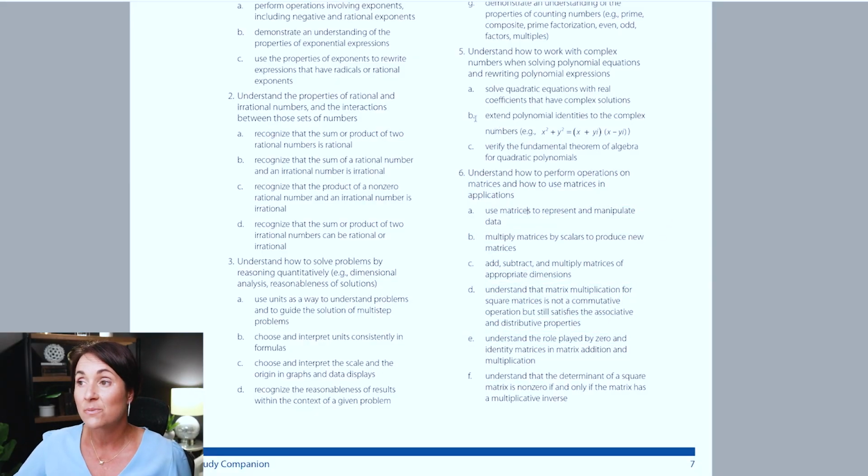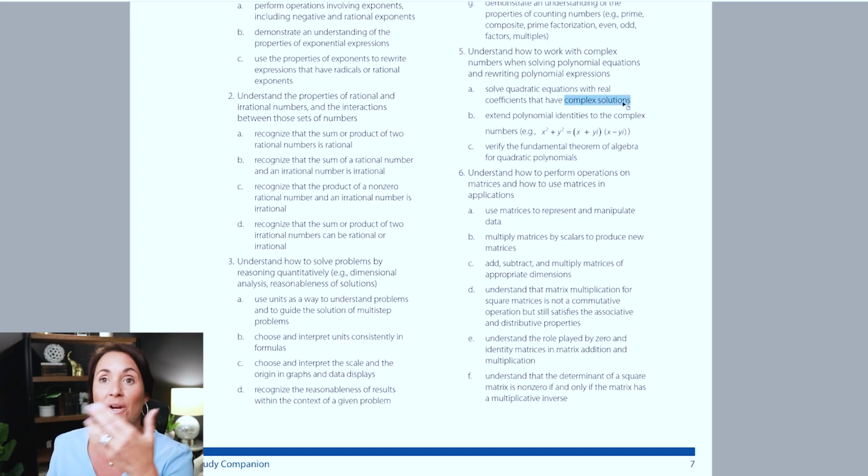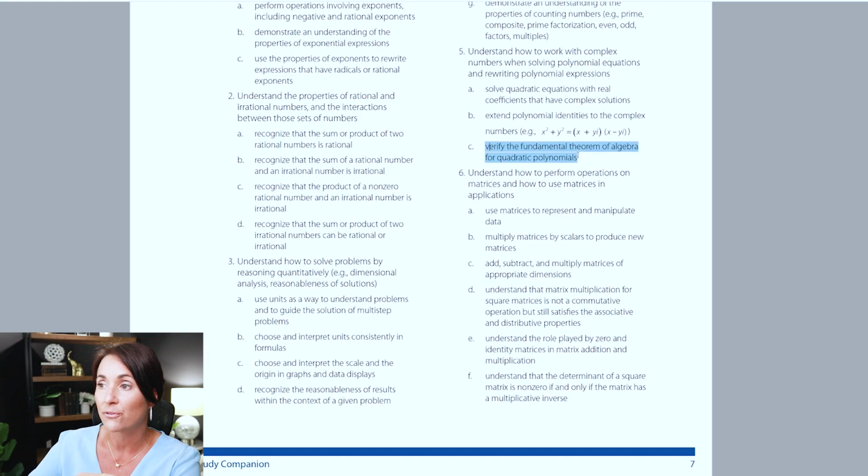So this lines up with the specs when we say solve quadratic equations with real coefficients that have complex solutions. Remember, these are all real coefficients, but the complex solutions are right here. Remember the 10i, anything with an i is a complex number. And here we've got it again, complex numbers, see? And we've got the fundamental theorem of algebra for quadratic polynomials with complex numbers. So that's what it looks like here.